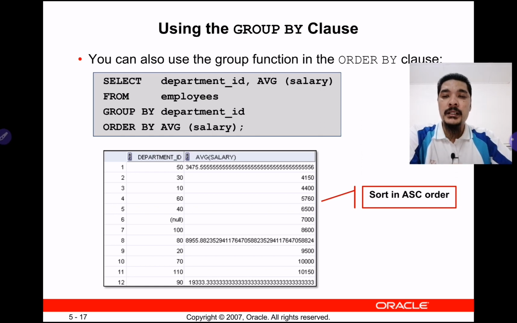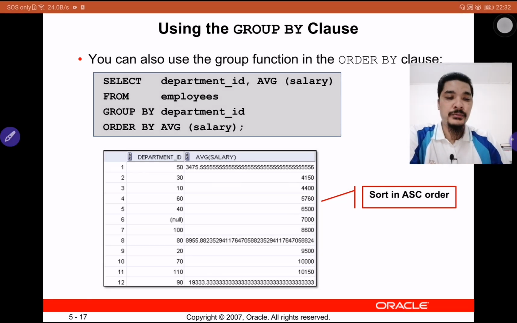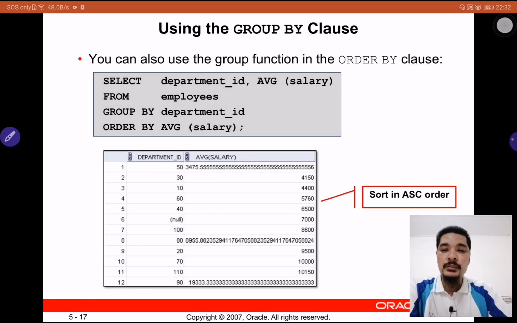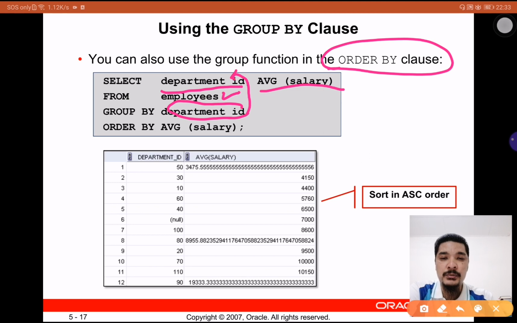Using the group by clause, okay, you can also use the group functions in the order by clause. So for this example, select department ID, average salary from employees, group by department ID. Okay, so this is the rule number 1. And before this, if let's say you put department in the select clause, you must put this department in the group by. Okay, then we can order by average salary.